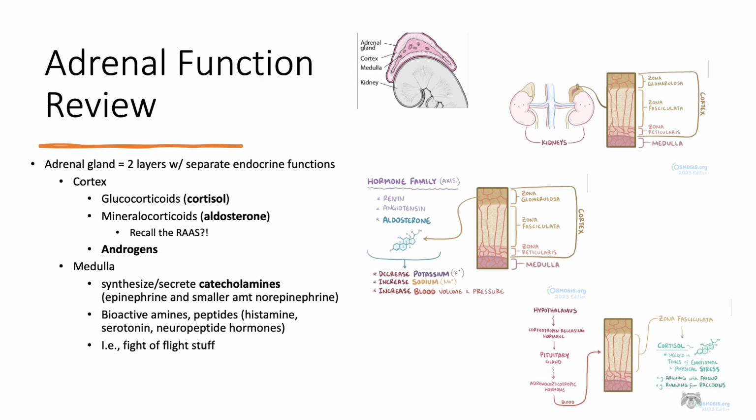Then we have the medulla. I don't mean to leave that little guy out. He synthesizes, or she synthesizes, catecholamines. So this is where your epi and your norepi are made, and then our bioactive amines, peptides, histamine, serotonin, neuropeptides. A lot of fight or flight stuff.